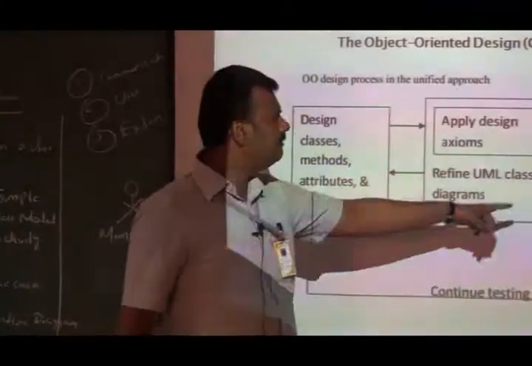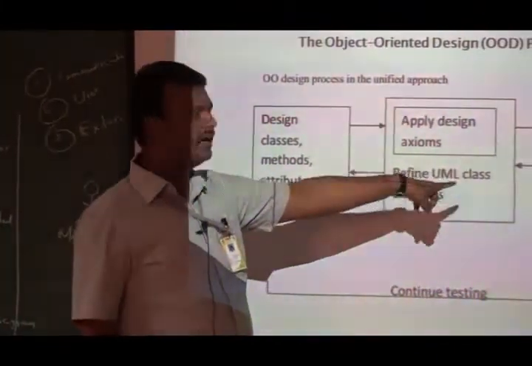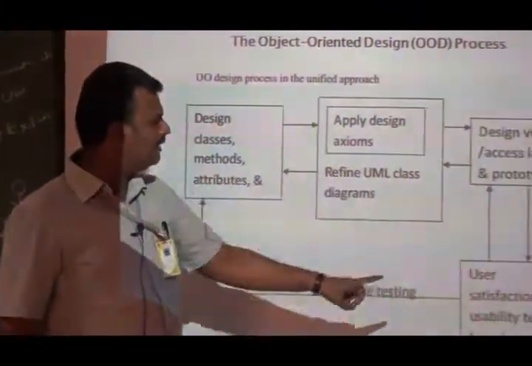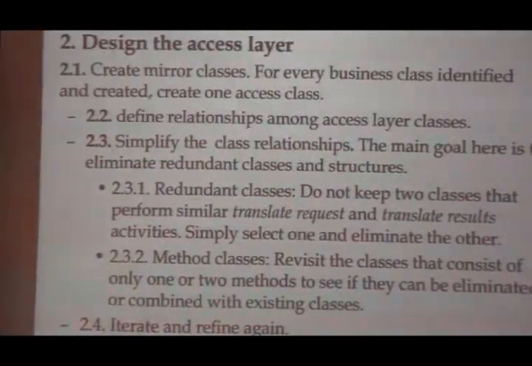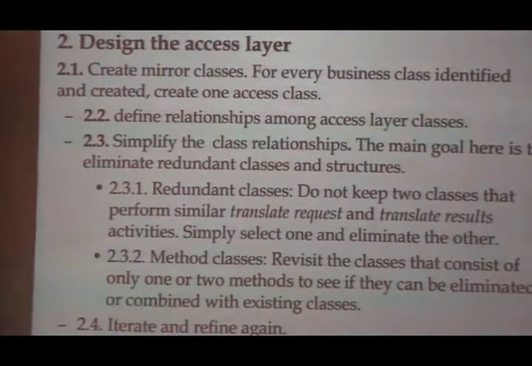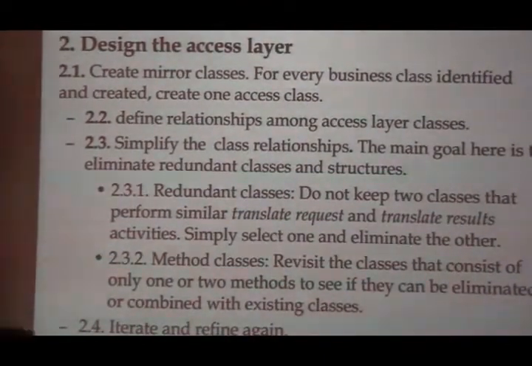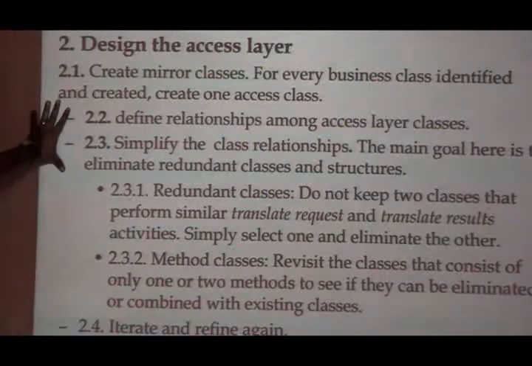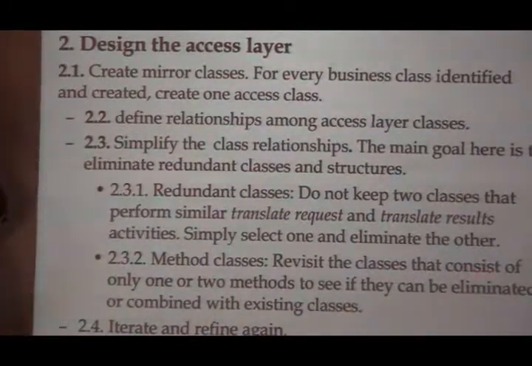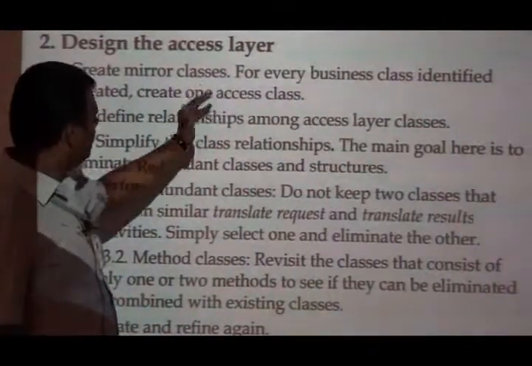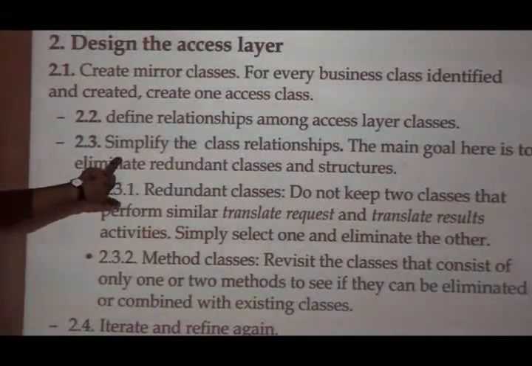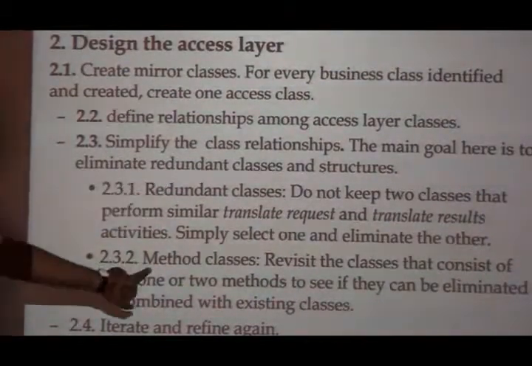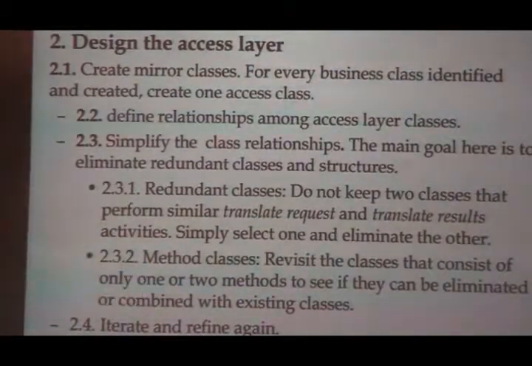The next one, we are going to design the view layer and access layer classes, then the usability and user satisfaction test. These are the steps for designing the access layer classes. How are we going to design the access layer classes? For every business class identified, we are going to mirror the business classes with access classes. What is the purpose of access classes? For eliminating the redundant class and method class. That's why we are going to create the access layer classes.